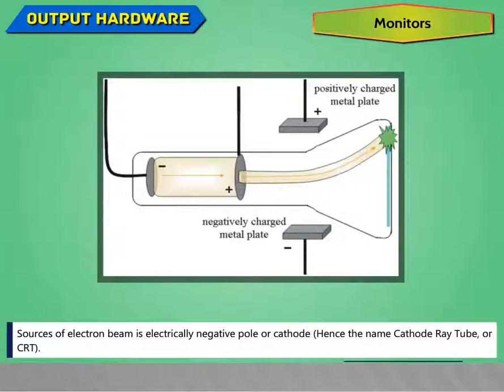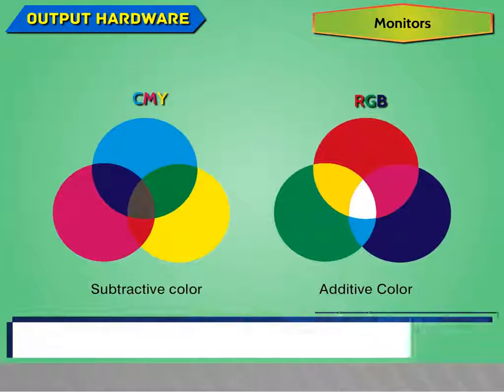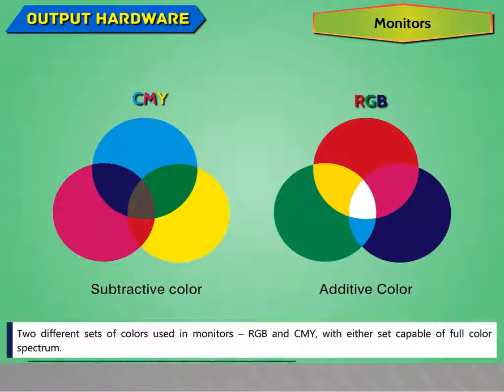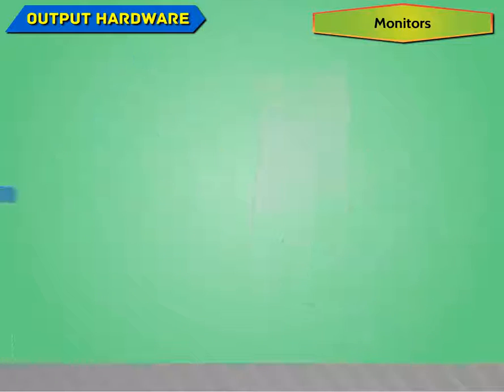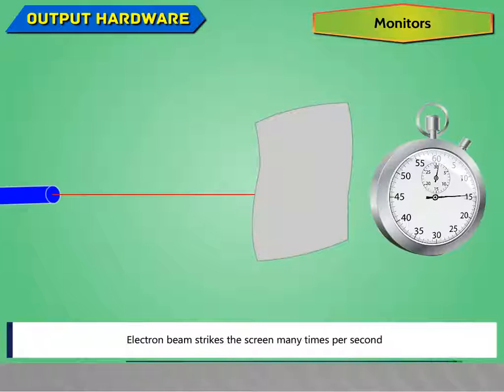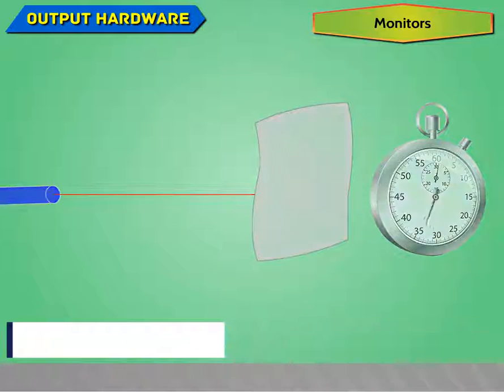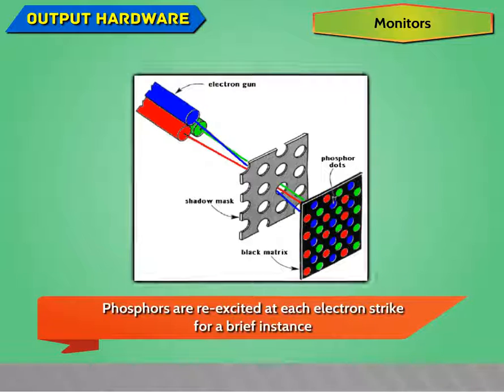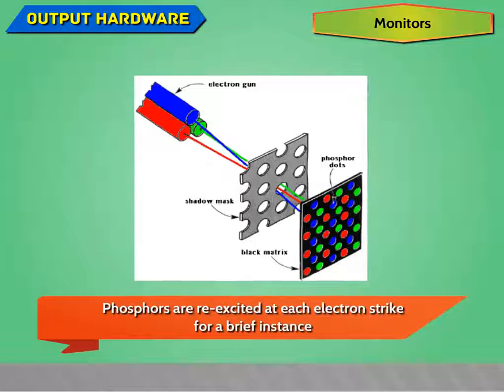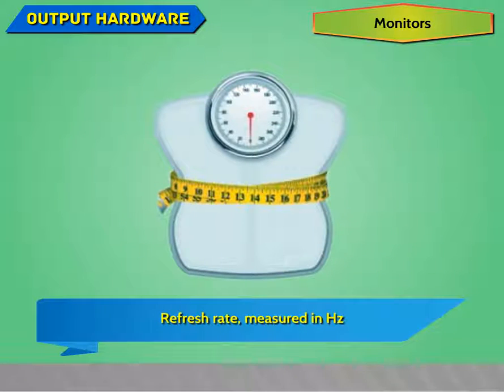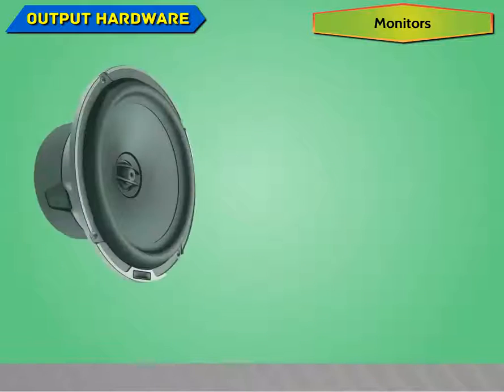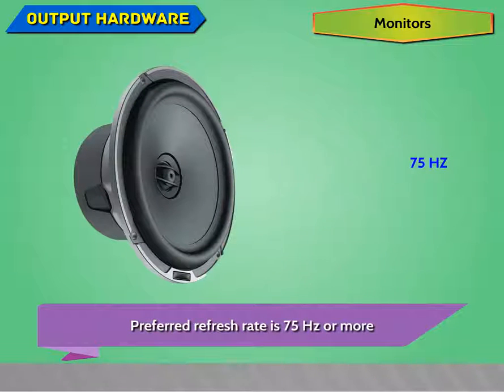Source of electron beam is electrically negative pole or cathode. Hence, the name cathode ray tube or CRT. Two different sets of colors are used in monitors, RGB and CMY, with either set capable of full color spectrum. Electron beam strikes a screen many times per second. Phosphors are re-excited at each electron strike for a brief instant. Refresh rate measured in Hertz. Preferred refresh rate is 75 Hertz or more.